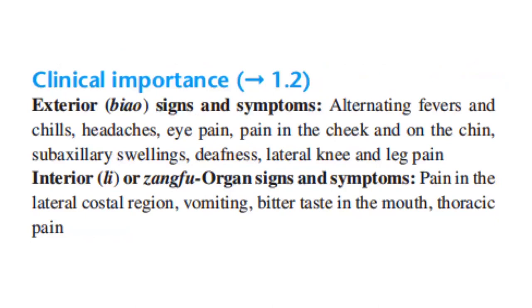For its clinical importance, in exterior signs and symptoms, this will manifest with alternating fevers and chills, headaches, eye pain, pain in the cheek and on the chin, subaxillary swellings, deafness, lateral knee and leg pain. In interior or Zang-Fu organ signs and symptoms, this will manifest with pain in the lateral costal region, vomiting, bitter taste in the mouth, thoracic pain.